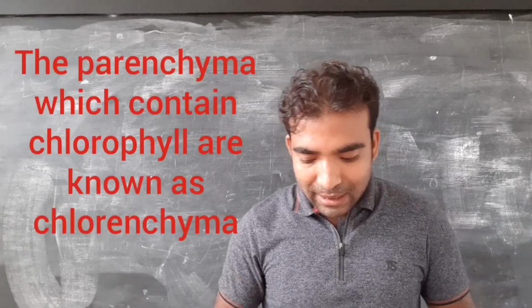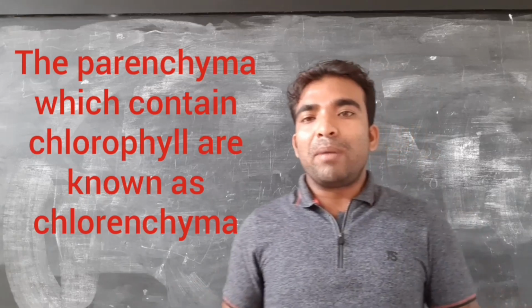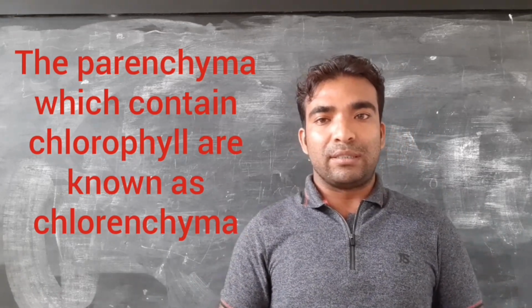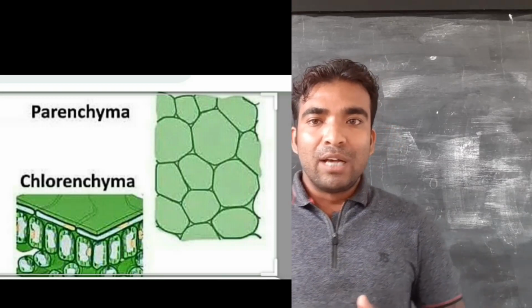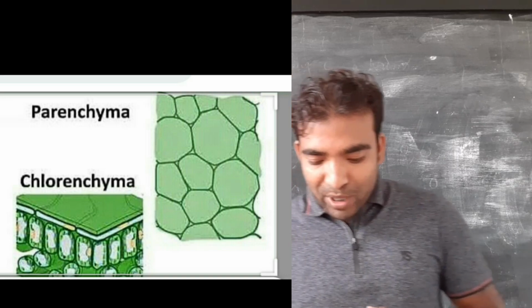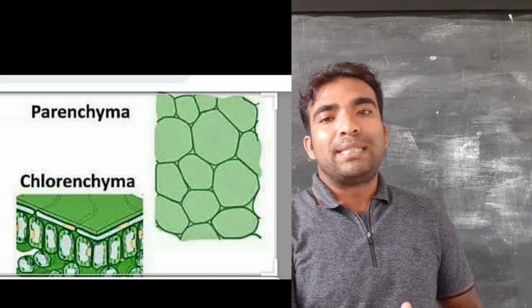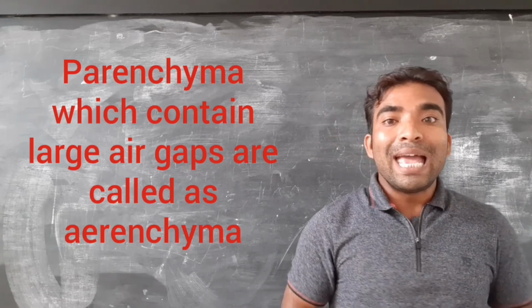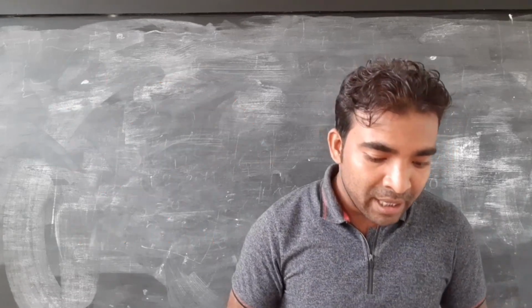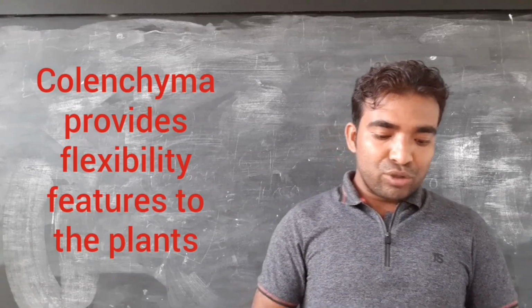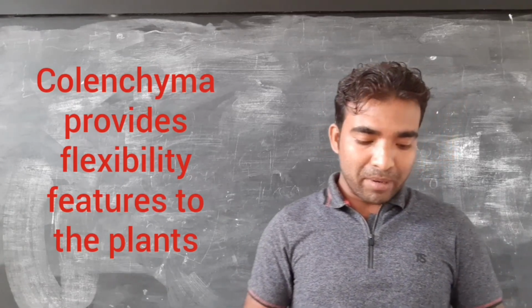And in plants, in some situations, these parenchyma contain chlorophyll and are able to perform the process of photosynthesis, which is necessary for green plants. So this type of parenchyma is known as chlorenchyma. In aquatic plants, large air cavities are present in the parenchyma, and this type of tissue is known as aerenchyma. And the flexibility of plants is due to another tissue, which is known as collenchyma.